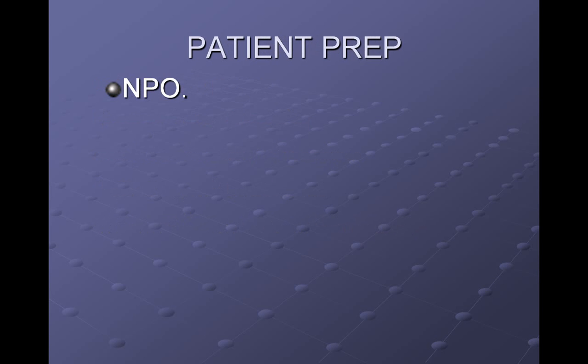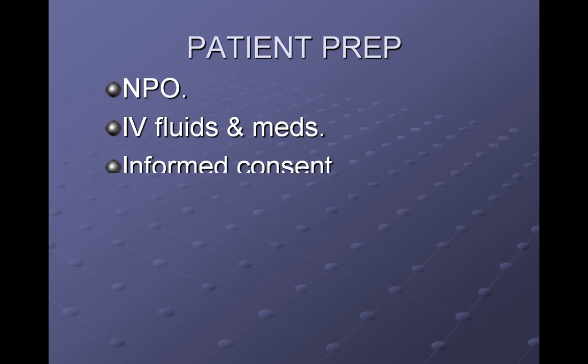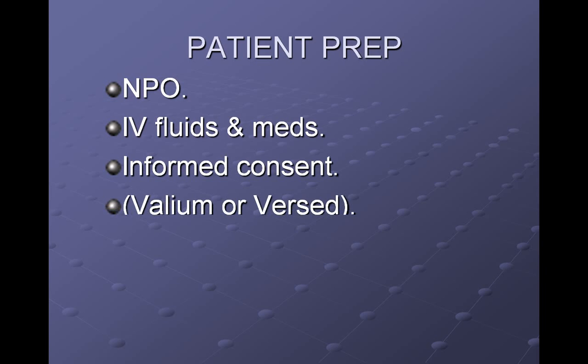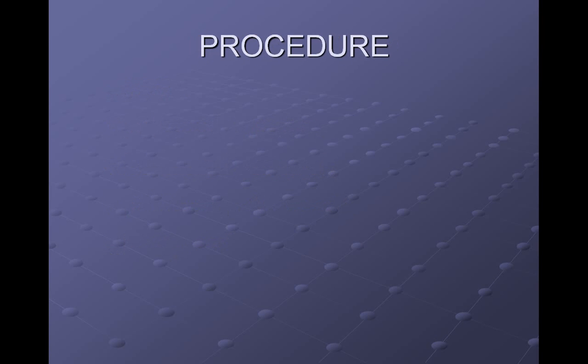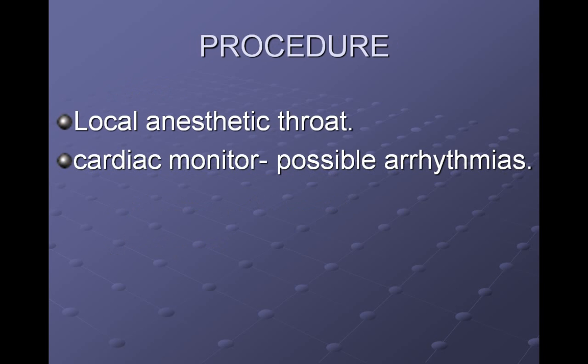Patient preparation: NPO, the administration of IV fluids and medications. They need to sign a consent form, and Valium or Versed can be given for conscious sedation and help the person to relax. Atropine is administered to decrease the risk of aspiration by drying secretions and decreasing the amount of secretions. The procedure: a local anesthetic to the throat is administered.